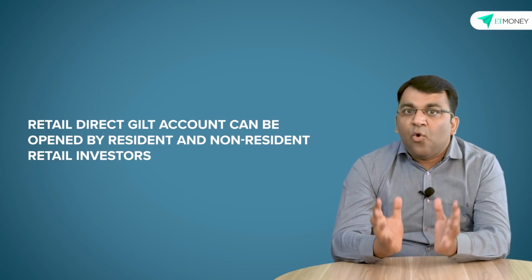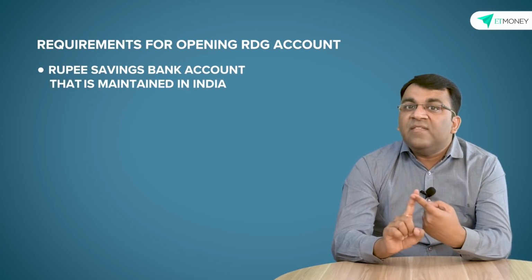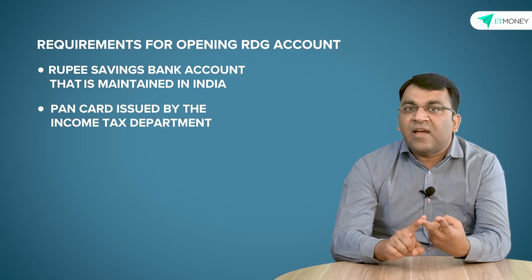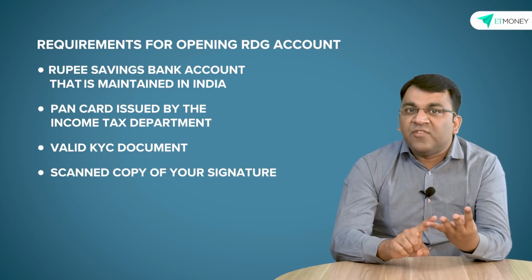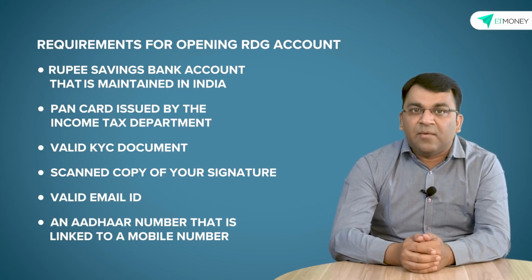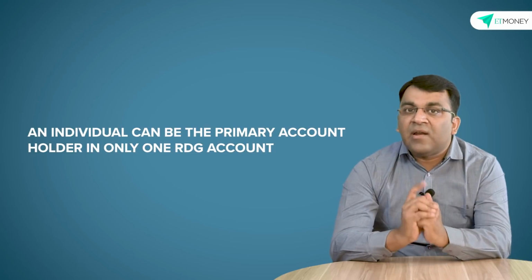Now, a retail direct GILT account or RDG account can be opened by residents and non-resident retail investors, and the requirements here are rather simple. The individual should have a rupee savings bank account that is maintained in India, a permanent account number or PAN that is issued by the Income Tax Department, a valid KYC document, scanned copy of your signature, valid email ID, and an Aadhaar number that is linked to a mobile number. An RDG account can be opened on an individual basis or even on a joint basis, but do note that an individual can be the primary account holder in only one RDG account.